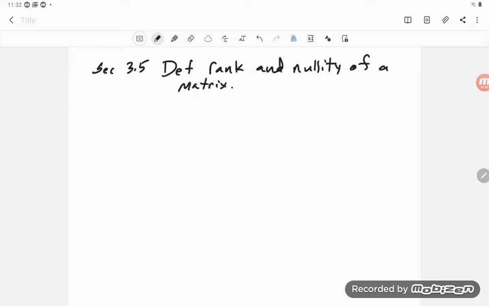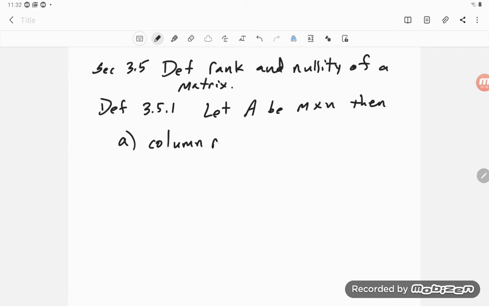Okay, so this is their definition 3.5.1, and we're going to let A be m by n, so m rows, n columns, then the column rank of A, they just use rank A. They say that column rank A is the dimension of the column space of A. So how many linearly independent columns does it have?